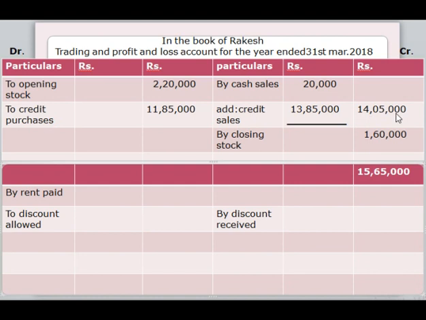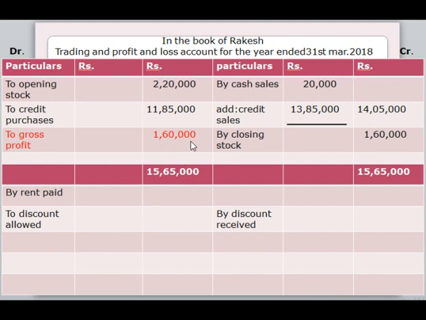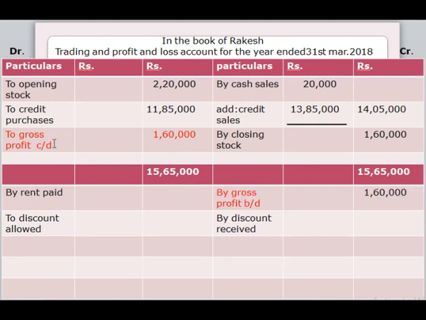If we add 14,05,000 with 1,60,000, it gives you 15,65,000, and we have to balance the same amount in the debit column also, which is 15,65,000. And we have to deduct 2,20,000 and 11,85,000 from 15,65,000, which gives you 1,60,000. So our gross profit is 1,60,000. And the next step is we have to bring down the amount of gross profit, which is 1,60,000.